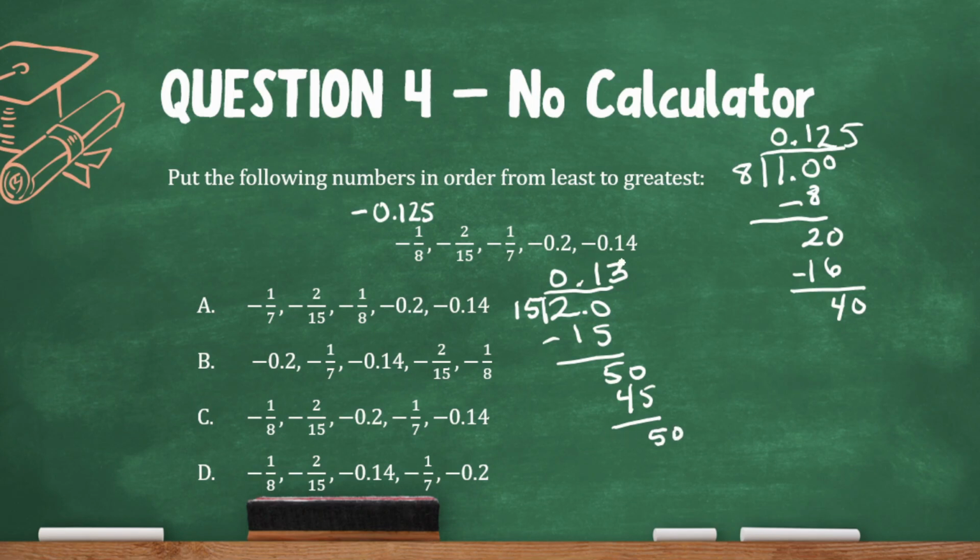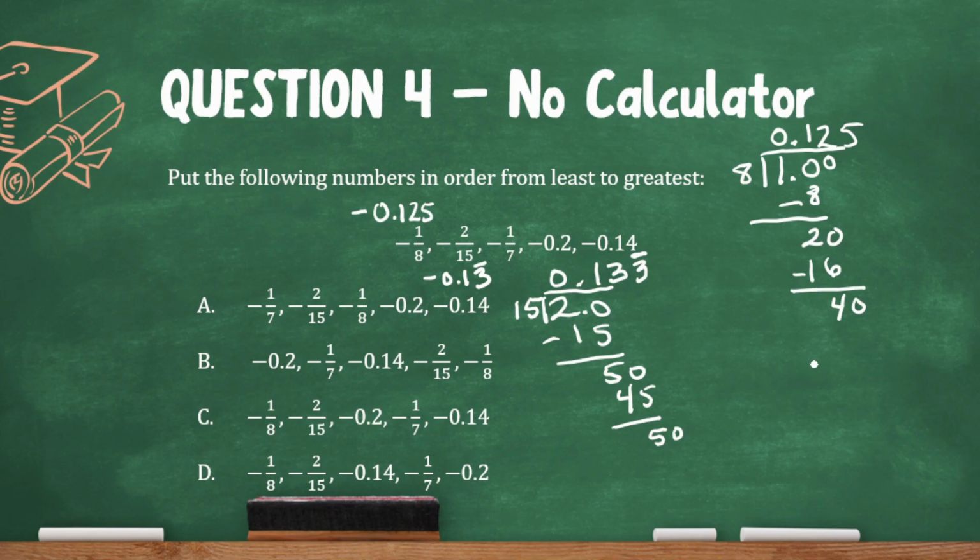So that means that that 3 is probably going to be repeating forever, and that's what that little line means, that that 3 will continue repeating. So negative 2/15 is the same as negative 0.13 repeating. And we have one more fraction.